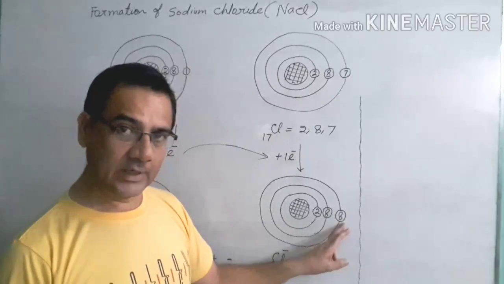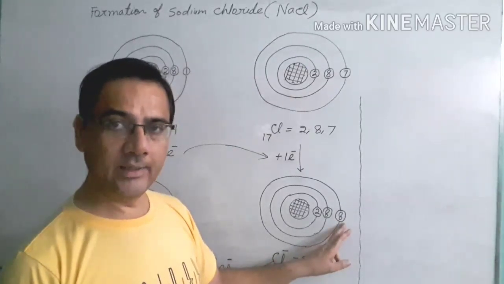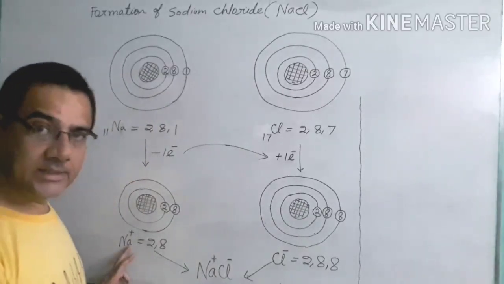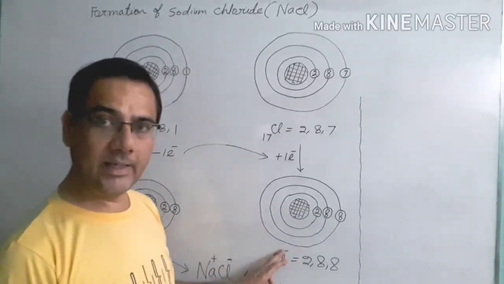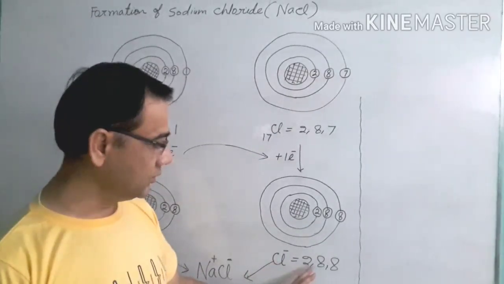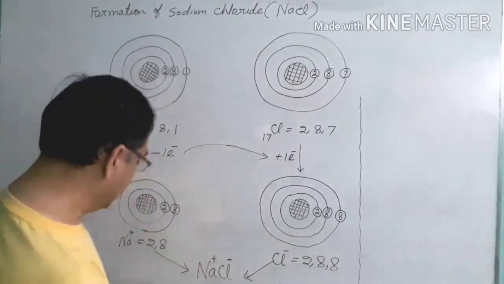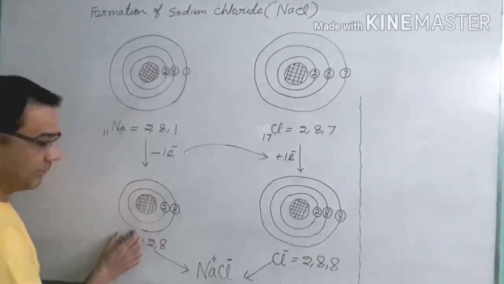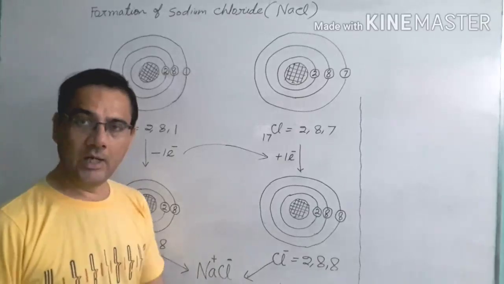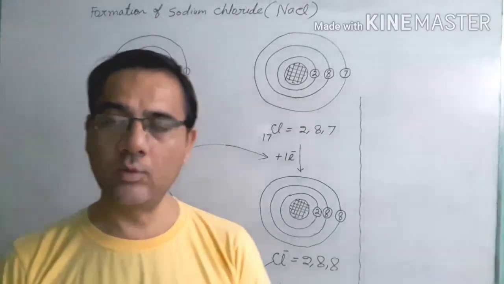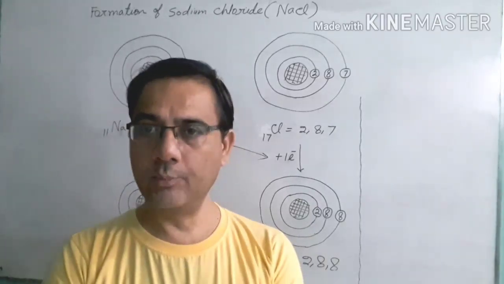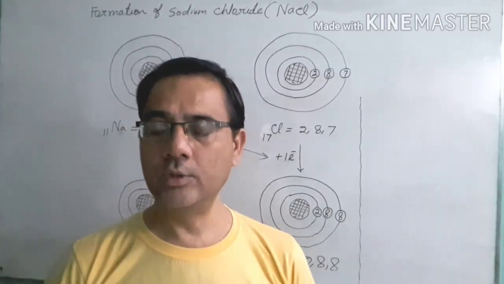And after gaining 1 electron, it also forms an ion, and that is called an anion. Positively charged ion is called a cation, negatively charged ion is called an anion. And this anion Cl minus, what is the configuration? 2, 8, 8. Now this cation has 1 unit of positive charge, this anion has 1 unit of negative charge, and both these ions have equal and opposite charges. And if they have equal and opposite charges, they are attracted to each other.